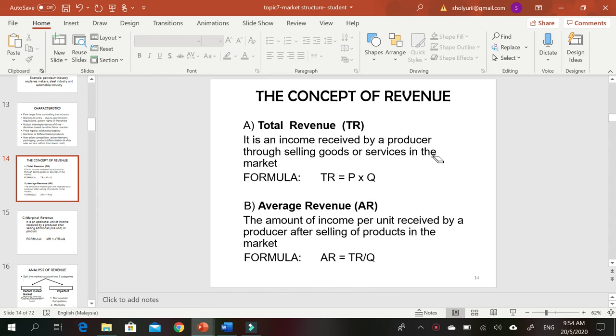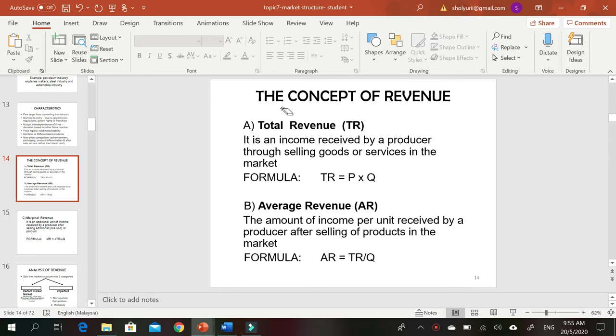So let's proceed with the second part of market structure, the concept of revenue. Okay, so as you can see here, when we learn about market structure, we have the concept of revenue. So when I ask students what is revenue, most students say it is untung, the profit. The thing is, students always misunderstand.